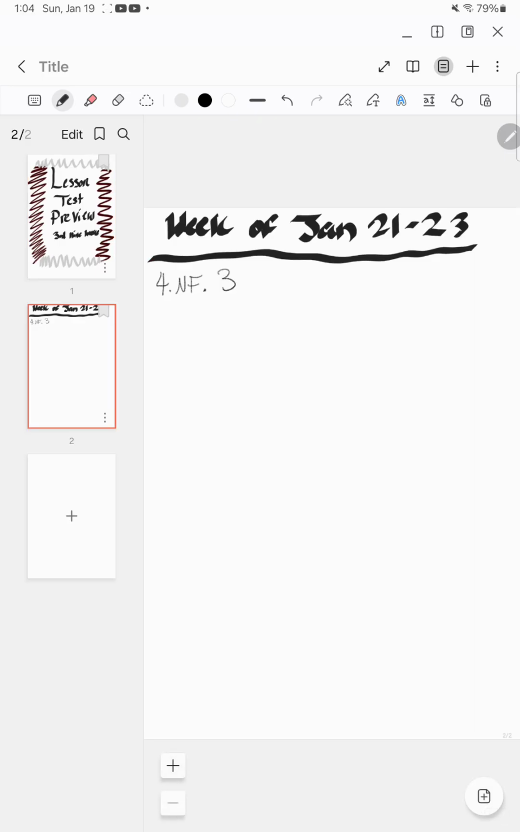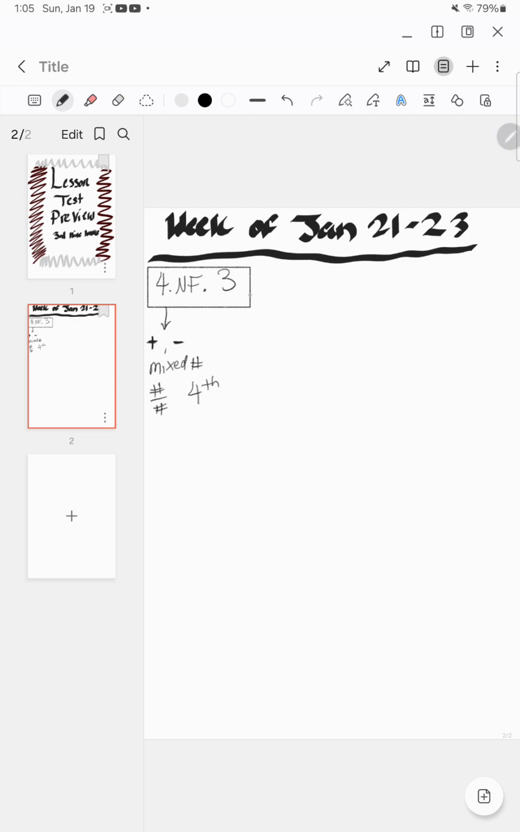But this week we're going to be talking about 4.NF.3, which is all about either adding or subtracting mixed numbers or fractions. And we're going to talk about 4th grade style mainly, but there are some videos that I will send that will also help them with 5th grade, because it's really not that different.